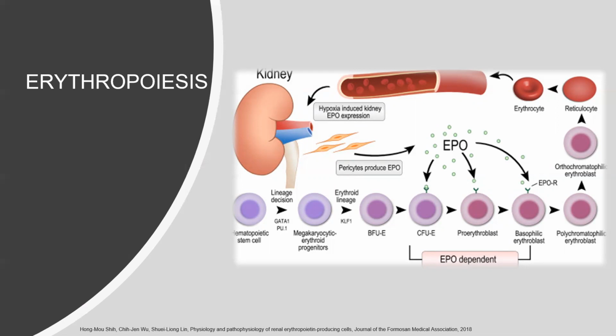And EPO acts in the bone marrow to stimulate increased red blood cell production. So it actually causes hemoglobin levels to increase, subsequently causing the partial pressure of oxygen to rise, and therefore the EPO levels, erythropoietin levels, fall. So this is a negative feedback loop by which erythropoiesis is regulated.